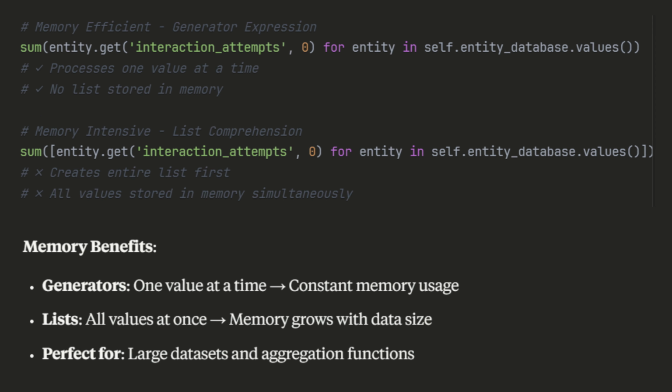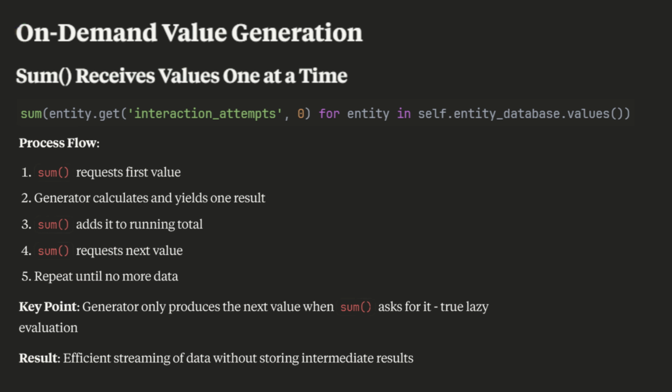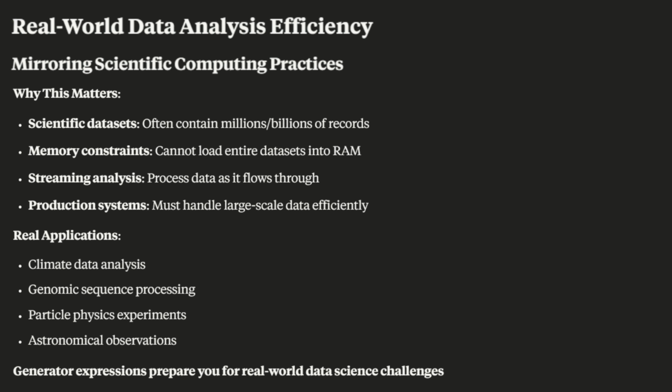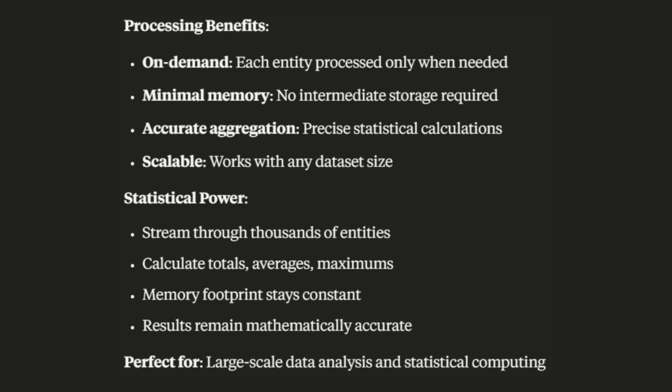Generator expressions create memory efficient iteration using generators that avoid creating these temporary lists. The sum function receives values one at a time as needed, rather than processing a complete list stored in memory. So we're mirroring real data analyses where efficiency definitely matters. Scientific databases produce millions of records without storing intermediate results. Your generator expression processes entity data on demand using minimal memory while calculating accurate aggregate statistics.